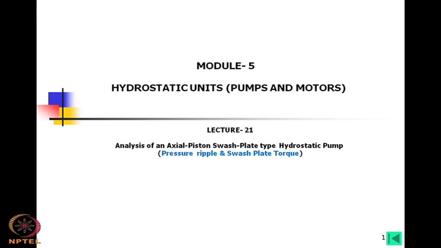Welcome to today's lecture. This is a continuation of the analysis of an axial piston swash plate type hydrostatic pump. Earlier we have learned the pressure ripples, their features, also what will be the input torque of the shaft and volume displacement, etc. In this lecture, I shall discuss the valve configuration in a better way, and thereby we also discuss the pressure ripple and then one important aspect which is called swash plate torque.